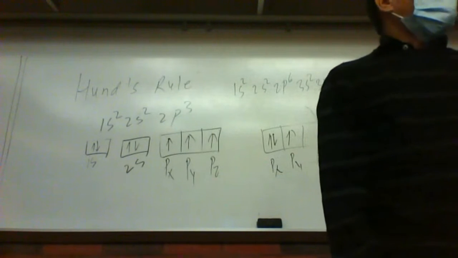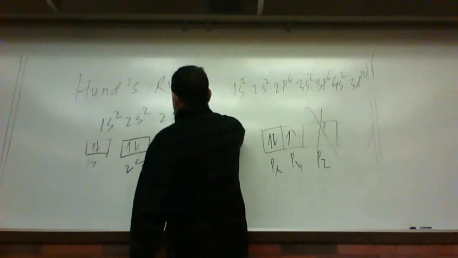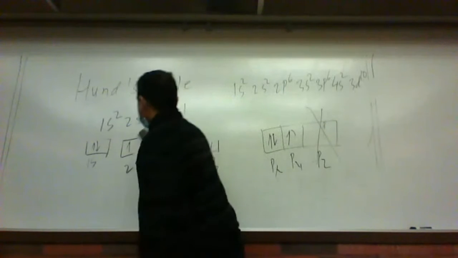Make sense? Good. Now let's do some other. Let's do p1 here. Let's say somewhere the electronic configuration is p1. How would I do that p?